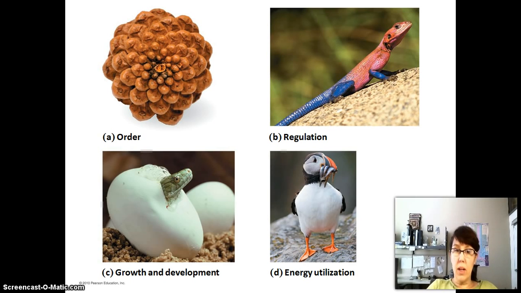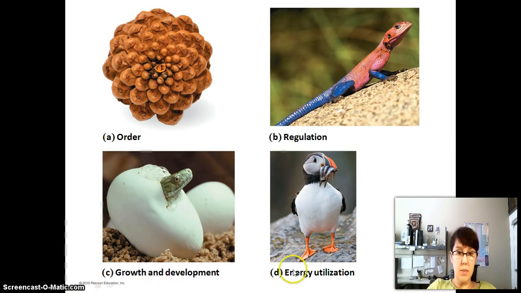Growth and development is quite common in living organisms. Here you see a little snake hatching from an egg, and many living organisms will go through various different stages of development where they change what they can do, and oftentimes they grow as well, just like a human, where you grow from a very small infant to a fully grown adult.